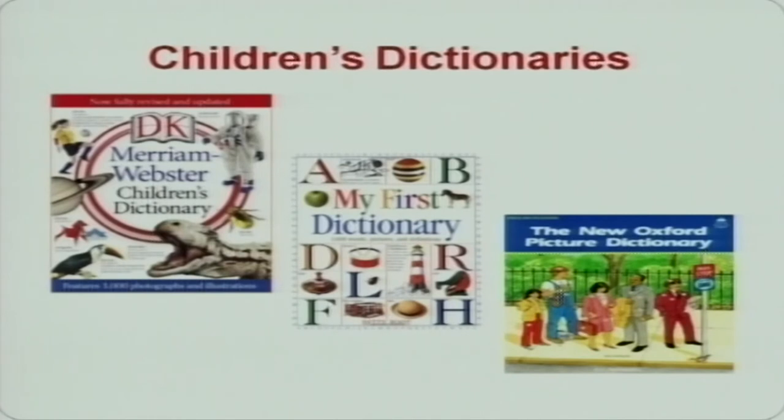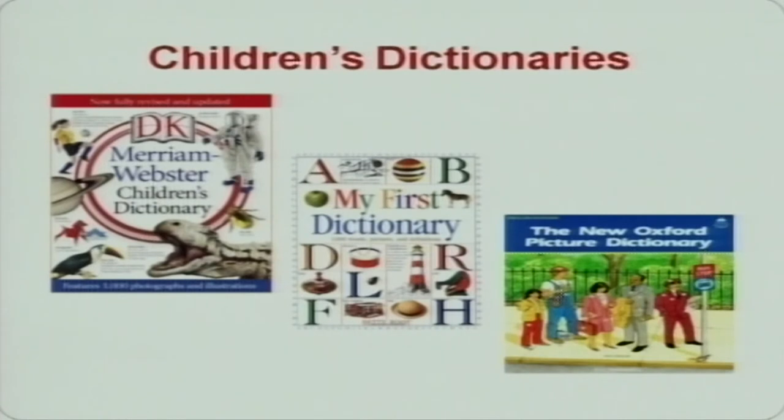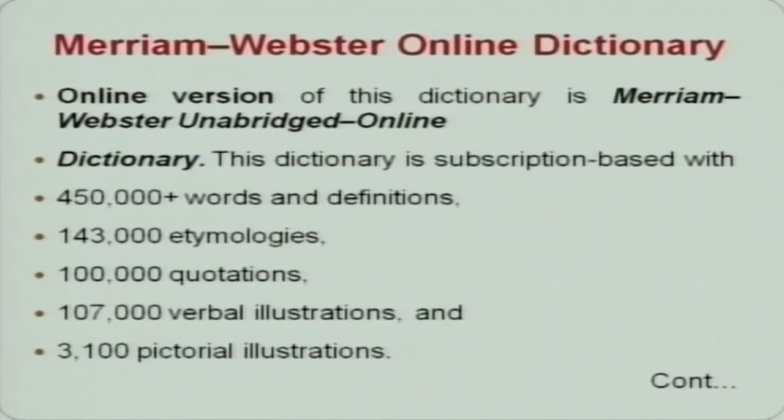Children's dictionaries are of a different nature. Now, what happens when children first learn English? They basically want some graphical presentation. So, My First English Dictionary gives each word or each letter along with some graphical presentation, along with their meanings, etc. DK has published such children's dictionaries, as have many other organizations. Merriam-Webster has online dictionaries also. In fact, most dictionary publishers have their dictionaries available online.